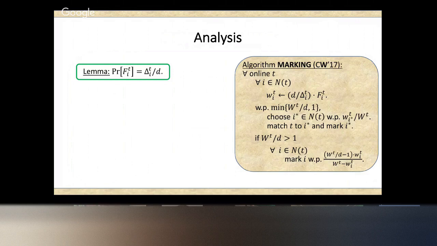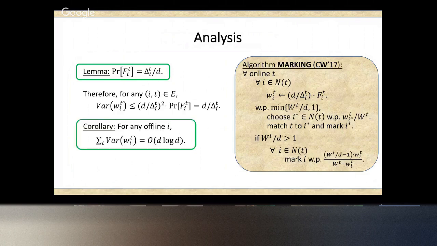Another thing we'll need is, okay, so that's the first moment. What about variance? Well, the WTIs are just scaled Bernoulli variables, right? So variance scales quadratically, so the expression you have here is the variance. It's this D over delta Ti term squared times the probability of being free, which cancels things out, and you get exactly D over delta Ti. And from this we find that for any offline vertex I, the sum over all of I's neighbors of the variances of I's edges is exactly order D log D. It's just D times the Dth harmonic number. Okay. Push that on the stack, we'll get back to it later.